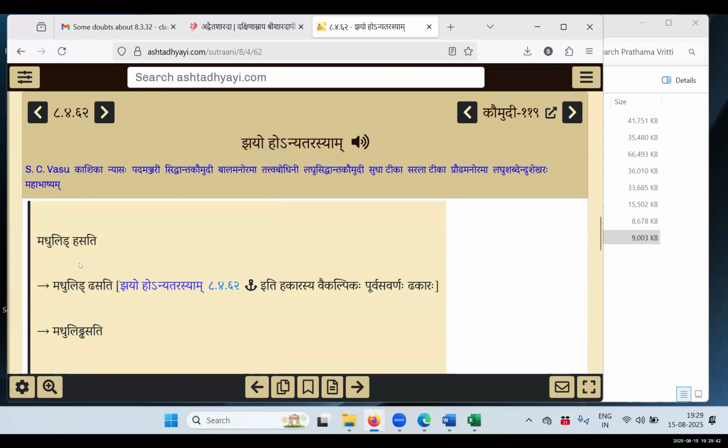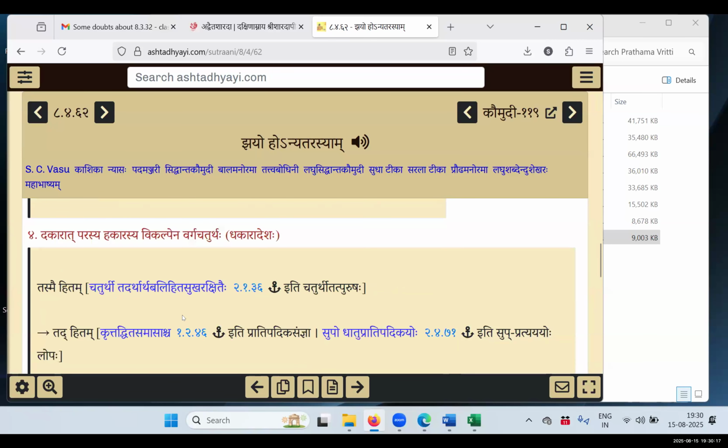Another example is Madhulit Hasati. See, they want an example for Dakara. So honeybee is called what? Madhulid. Lih is to lick. Lih will become lid, Hodha. And that will then become, by Jalam Jashonte, Madhulid. That Madhulid Hasati will become what? Madhulid Dhasati.